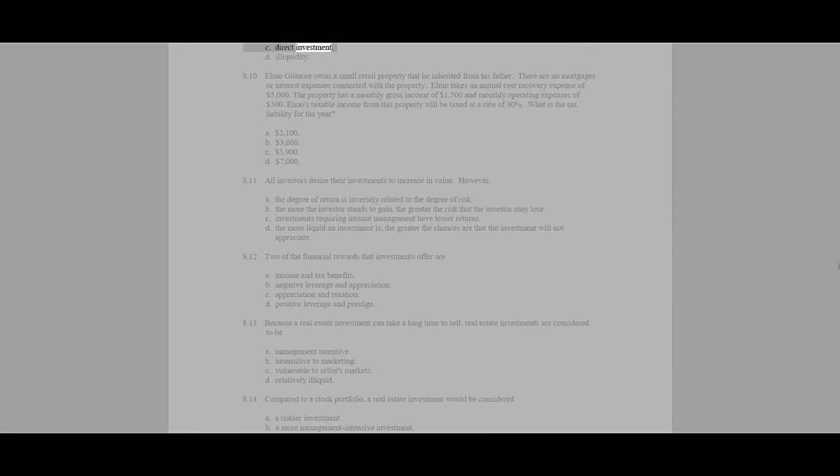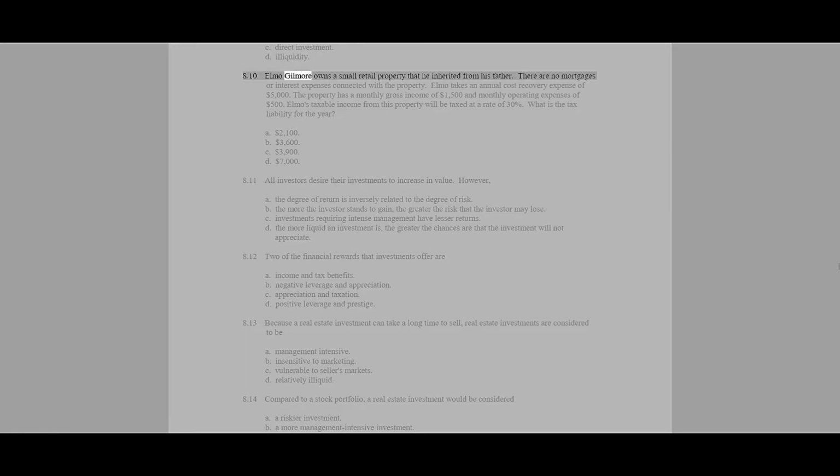8.9 Ralph Roberts buys a small office building as an investment and participates actively in the management and operation of the building. This is an example of a A. syndication. B. Equity investment. C. Direct investment. D. Illiquidity.